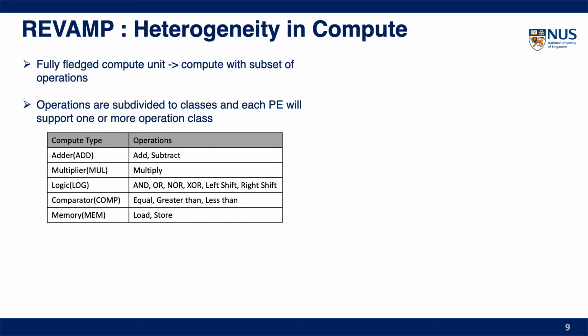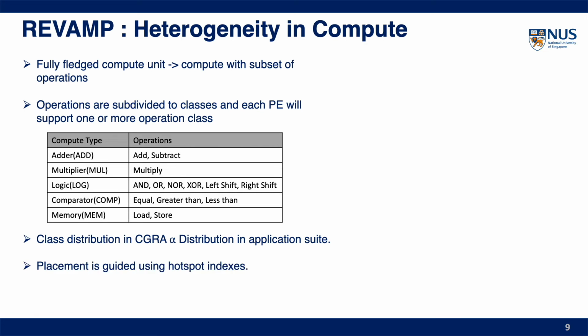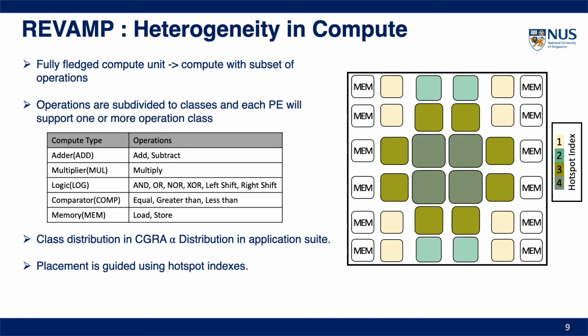The table shows such categorization. There are 5 compute types: adder, multiplier, logic, comparator, and memory. In order to decide the distribution of these compute classes, we analyze the operation distribution in the input kernel suite. We keep the PE compute class distribution proportional to the distribution in the application suite, but still keeping some buffer to ease the compilation. To decide on the operator class placement, we guide the compiler using hotspot indexing.